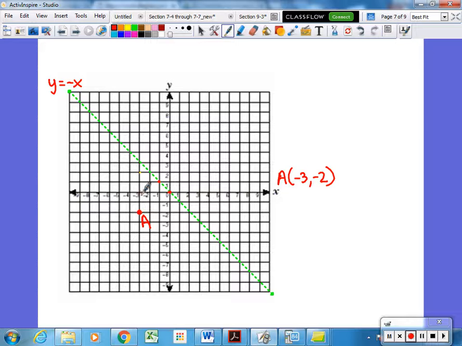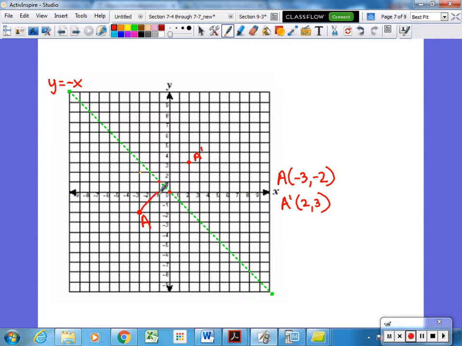I go up 1, 2, 3, over 2. So if I go up 3 and over 2, the opposite of that, I know the answer has to be here. So instead of going up 3 and over 2 again, I'm going to go over 3 and up 2, and that will put me right where I need at A prime, which would be (2, 3). Let's suppose I didn't go up 3, right 2, and I went up 2, right 3. Instead of going up 2, right 3 again, I would go up 3, right 2, the opposite of that move. And you see how that puts me right where A prime is as well.